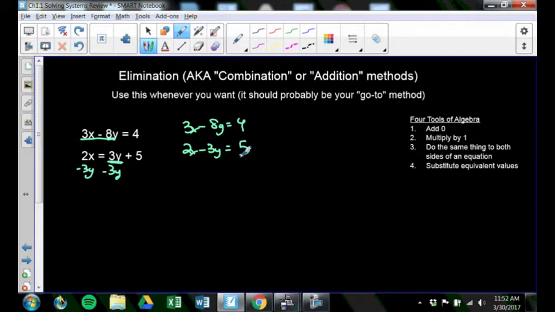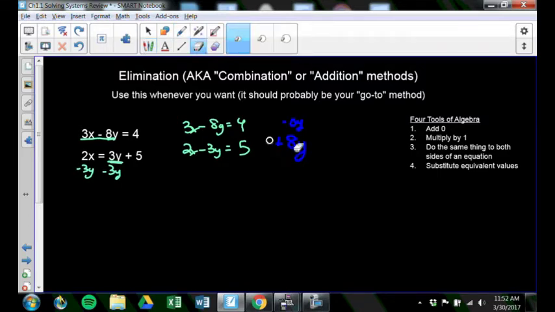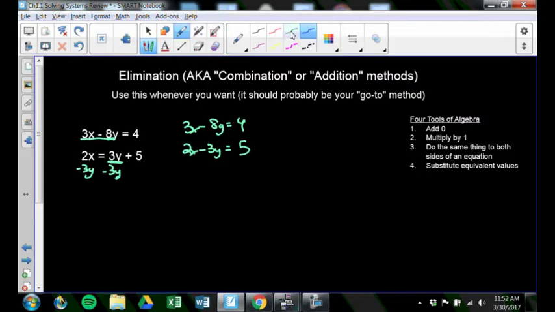I want to make it so that 2 coefficients on the same variable have the same value, but opposite signs. By which I mean, if I could possibly get a negative 8y on top and a positive 8y on the bottom, that would be good. If I can get 2 coefficients to be the same, I'm going to try and do that.